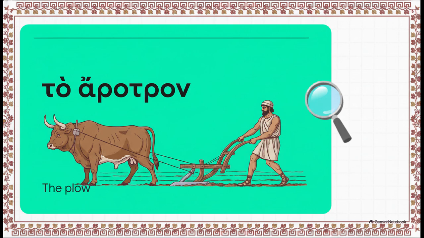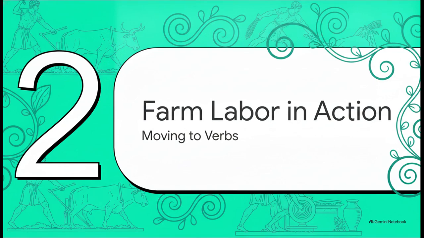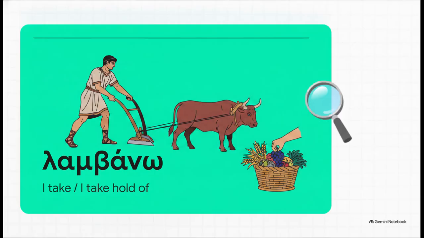So with the ox, the slave, and the plow securely in our minds, we've essentially got all the pieces ready on the board. Now we can actually watch the hard work begin. Section 2. Farm labor in action. Let's move on and see how this builds.